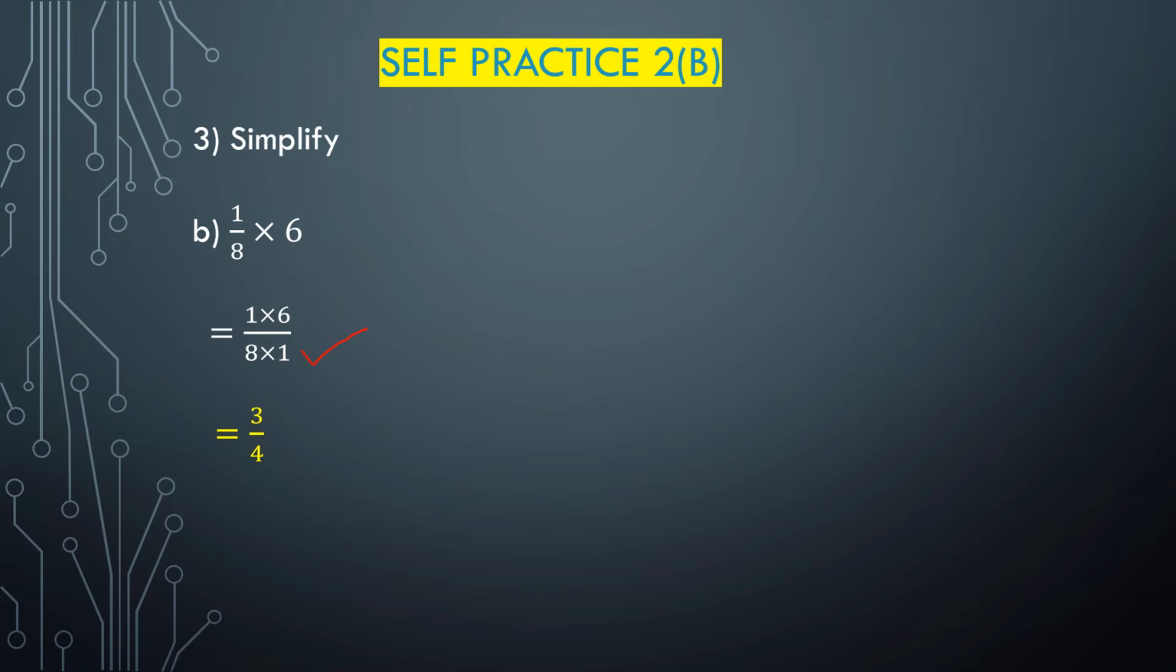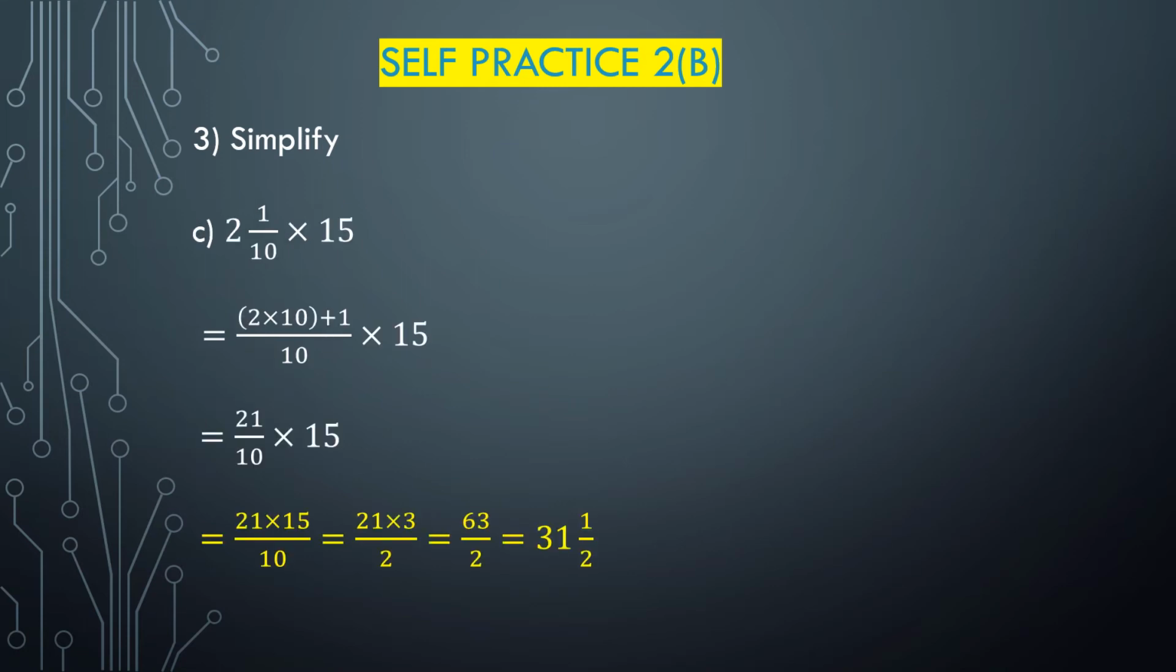Now we cancel this 8 and 6 with 2. 2 multiplied with 4 is 8 and 2 multiplied with 3 is 6. So we get 3/4, and 3/4 is a proper fraction where the numerator is less than the denominator. Now we get 1/8 multiplied with 6 equal to 3/4.